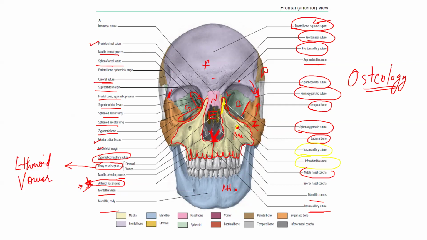Now I have put a lot of drawings here. So this is a frontal bone. This is lacrimal bone. Between them is the fronto-lacrimal suture. Then internasal suture, right? Between the nasal bone. Now, these are all structures which you can see in the front view.